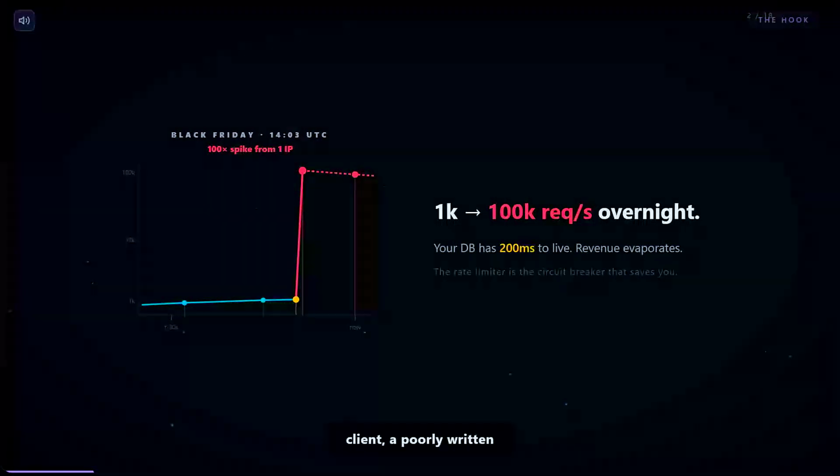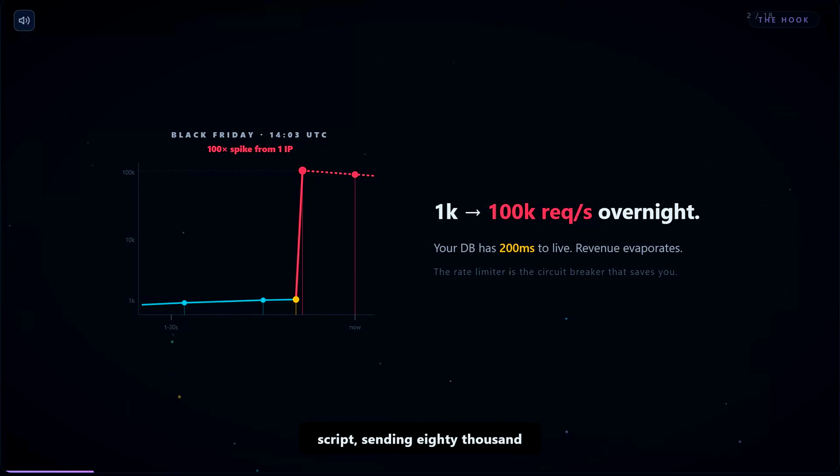You scroll the logs and find one client, a poorly written script, sending 80,000 requests per second by itself. Every other customer is being starved by one bad actor. And somewhere, a Google or Stripe interviewer is sliding a piece of paper across the table that says, "Design a distributed API rate limiter." This is video 2 of the System Design Problems series.